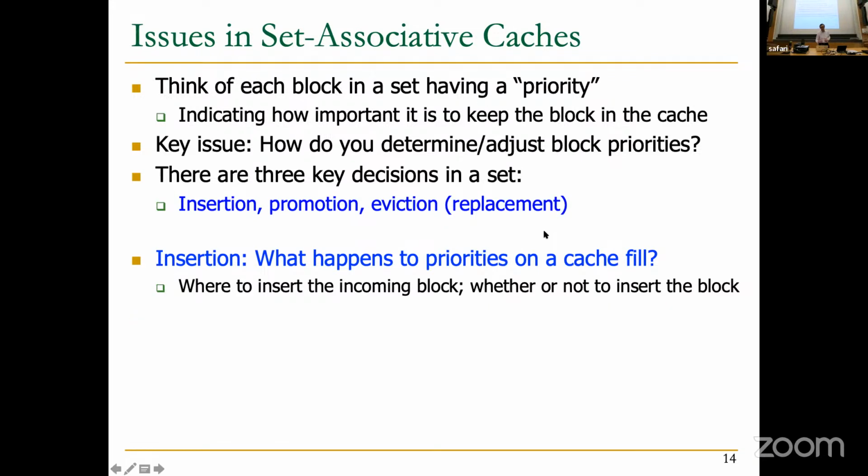So basically, insertion encompasses where to insert the incoming block. You can also decide not to insert the incoming block. There's another management decision you make over here. If there's some information that you may have for some reason that says this block is not going to be reused into the future at all, don't insert the block into the cache. Basically, if this block doesn't have locality, temporal or spatial. The question is, how do you get that information?